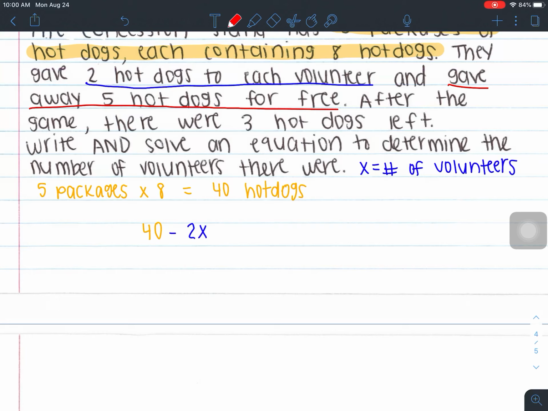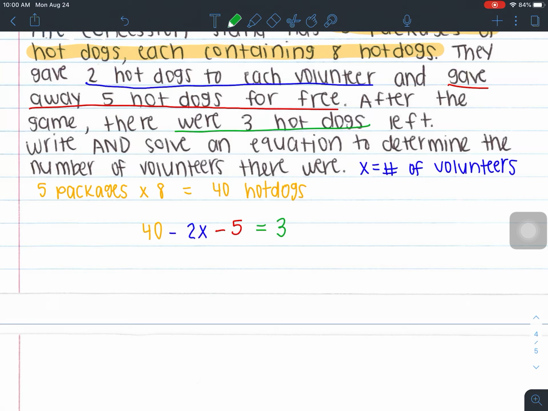And then, what else do we know? They're giving 5 more away for free. So I'm going to subtract 5 more. Now, why am I subtracting? I'm giving them away. I'm just literally giving them away because apparently they're just giving them away to people. That's why it's subtraction. You're giving away also to volunteers, so you're also going to subtract that. And then what else? At the very end of the game, there were 3 hot dogs left. So that means that at the very end I have 3 left over.